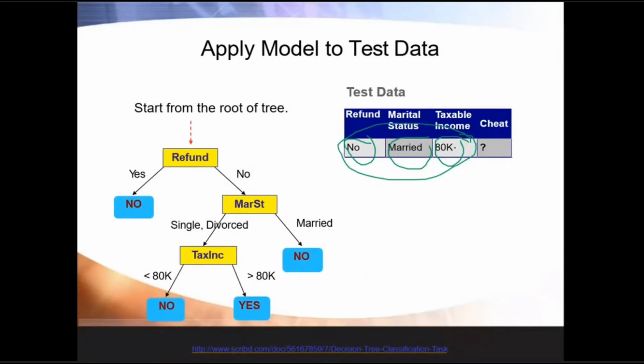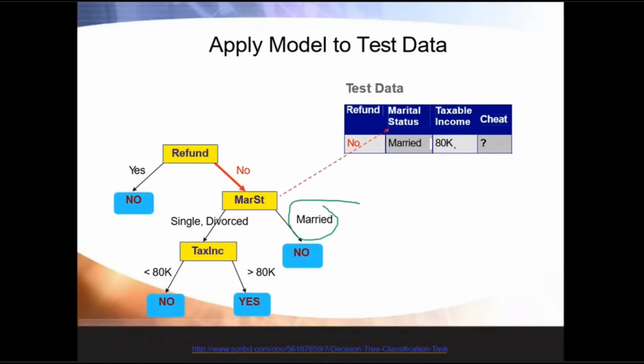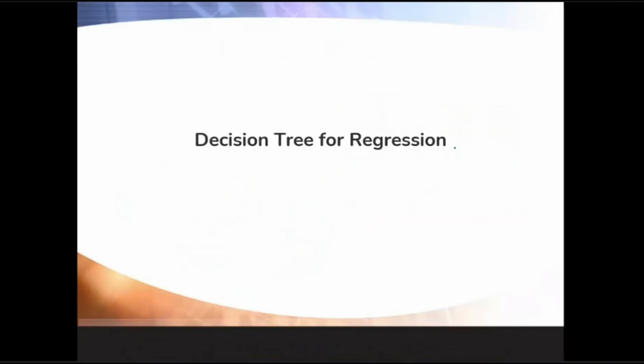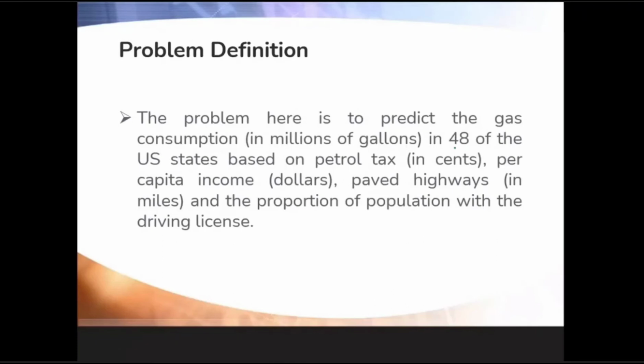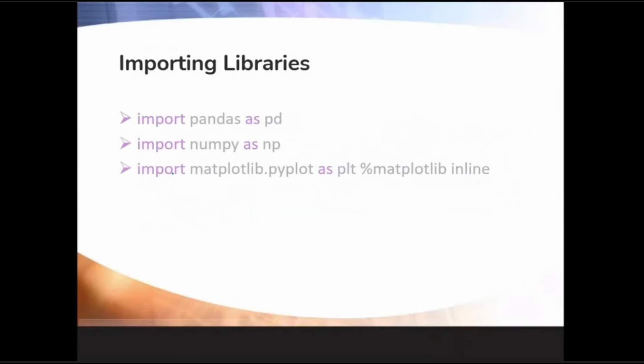The same thing I have applied in a Python program, a decision tree for regression. The problem here is to predict the gas consumption in the 48 US states based on petrol tax, per capita income, paved highways and the proportion of population. So that's the same data set I have taken.